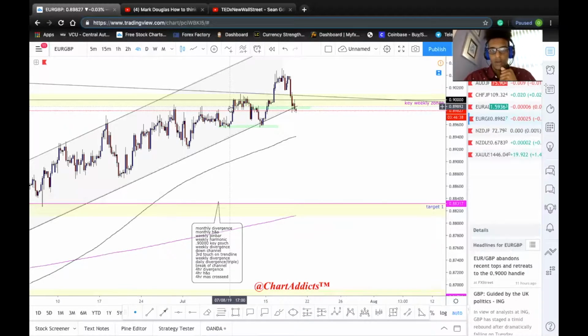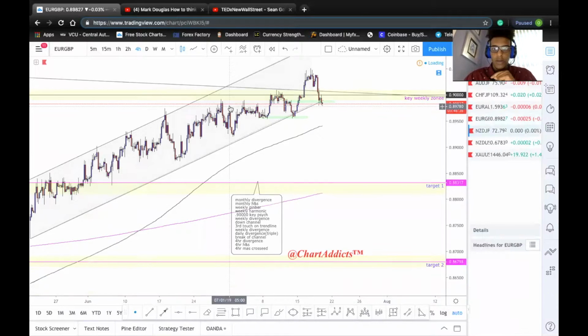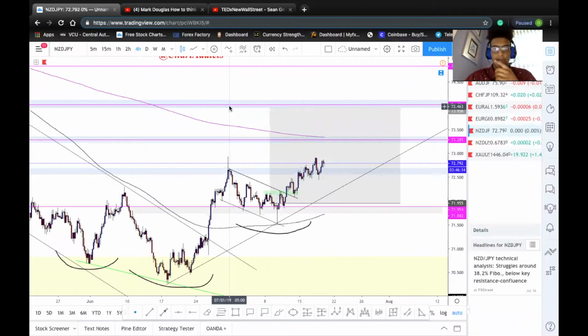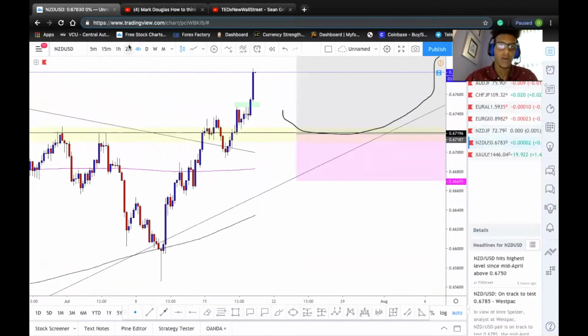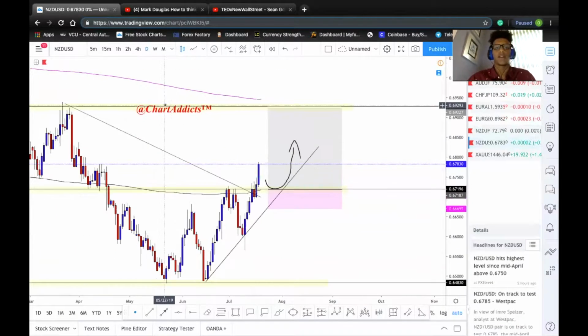Okay, so Euro Pound, NZD JPY, we went over that. NZD USD, we called a buy on this and it took off right away. Again, just simply going off a higher time frame.